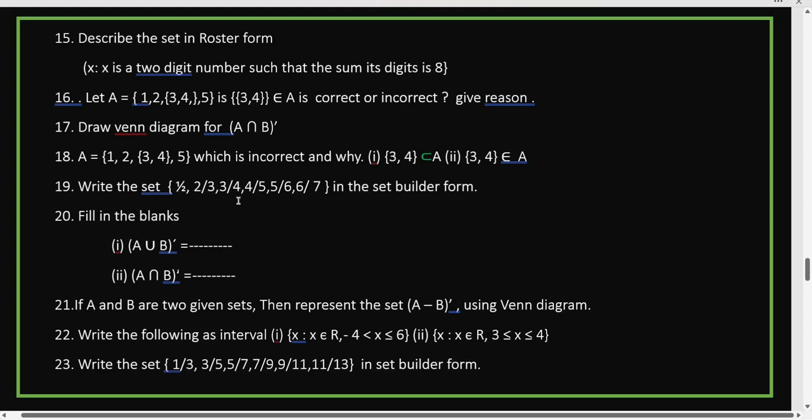Just write the set of all these fractions in set builder form. Now fill in the blanks: (A union B) complement, (A intersection B) complement. I think you have to use De Morgan's law. A and B are two given sets; represent A minus B, then represent the set (A minus B) complement using a Venn diagram. Then write the following as intervals. Write the set of other fractions in set builder form.